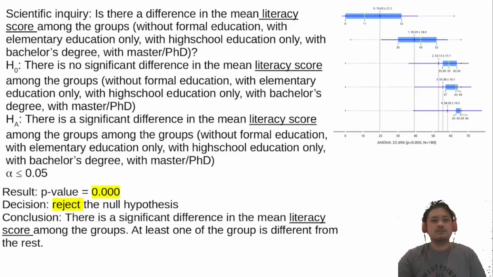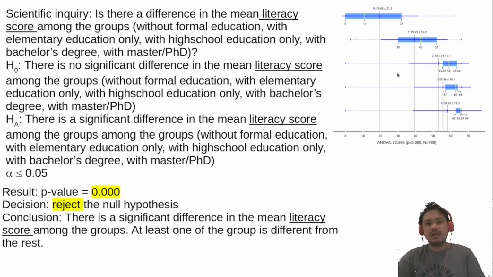Is there a difference in the mean literacy score among the groups? Here in our box plot, Group 0 has the lowest literacy score on average, followed by Group 1. You can see that there is a trend that the higher your education level, the higher your literacy score. The p-value that we have is 0.000, which is smaller than the alpha. We will reject our null hypothesis. We can conclude that there is a significant difference in the mean literacy score among the groups. At least one of the groups is different from the rest.